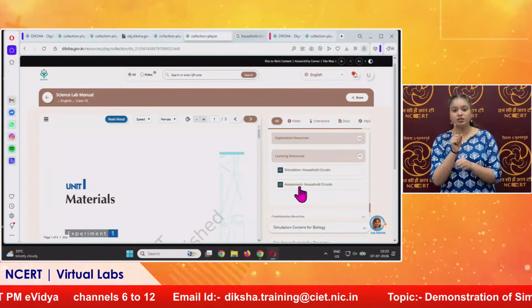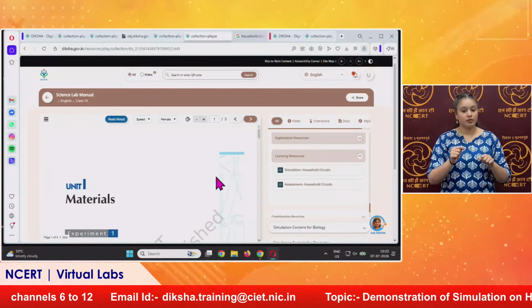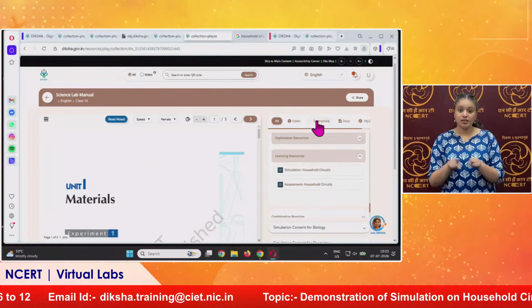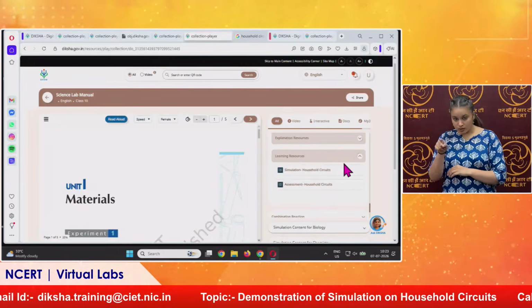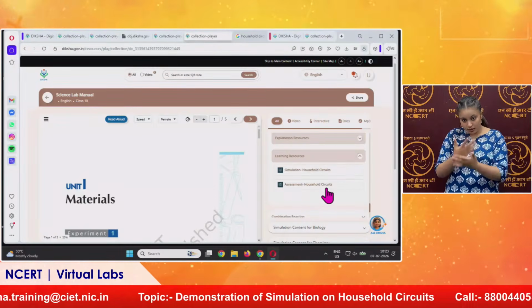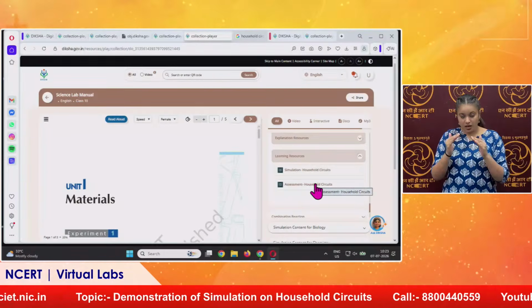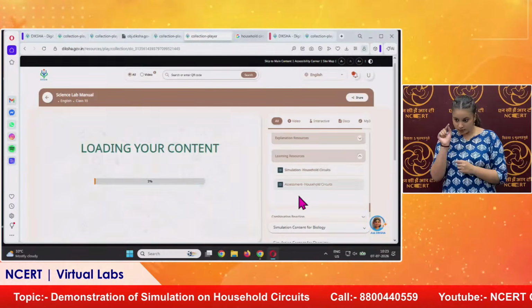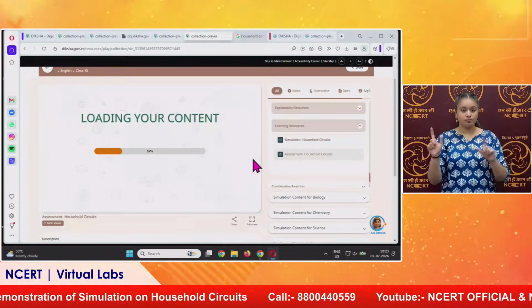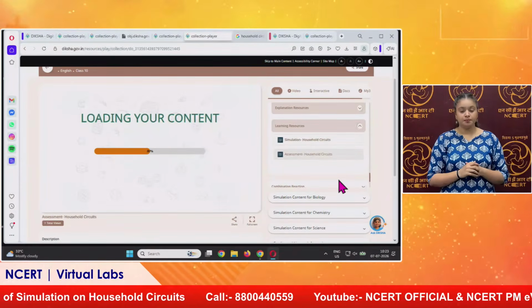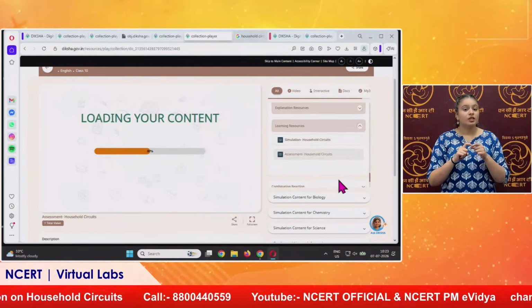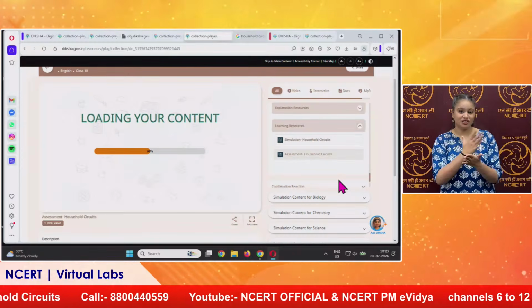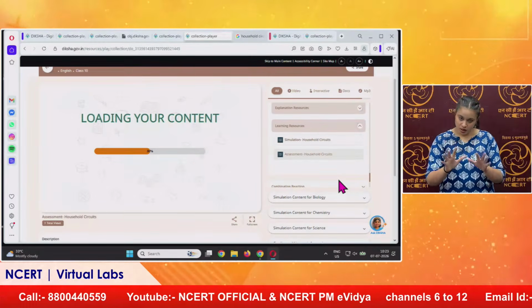See, after completion of this simulation, again in the same TOC, the table of contents, under learning resources, you will see the household circuits assessment. You click on it, and it loads the content, and here the questions based on household circuits are available. You can do these questions one by one.